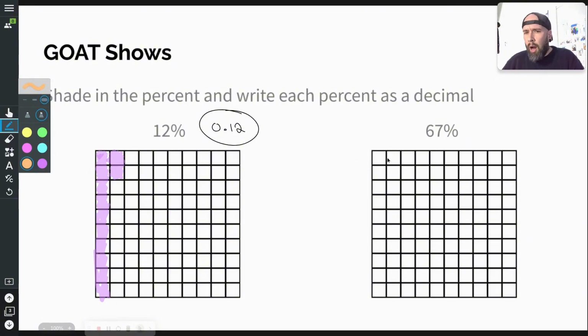We got 67%. Now I gotta shade that one. That's gonna take a little while. I mean, you may want to hit fast forward for this one.